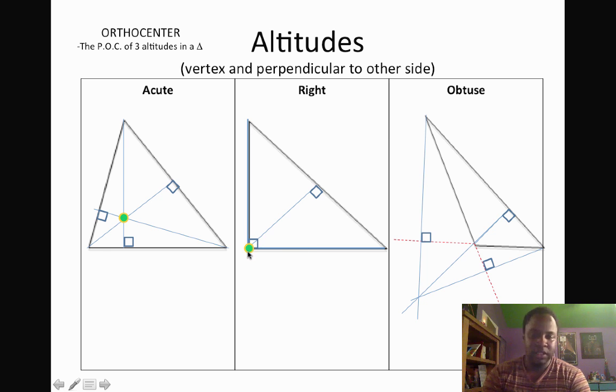So here are the points of concurrency. With right triangles, it ends up being the vertex of the right angle. That's the orthocenter. And for obtuse triangles, the orthocenter is actually outside of the triangle. So with acute, they're inside the triangle. With right, they're on the triangle. And with obtuse, they're outside, or on the exterior of the triangle. Altitudes don't really have any other purpose for now. Next section, you'll see the purpose of orthocenters, but for now, orthocenters are the point of concurrency of the 3 altitudes in a triangle.